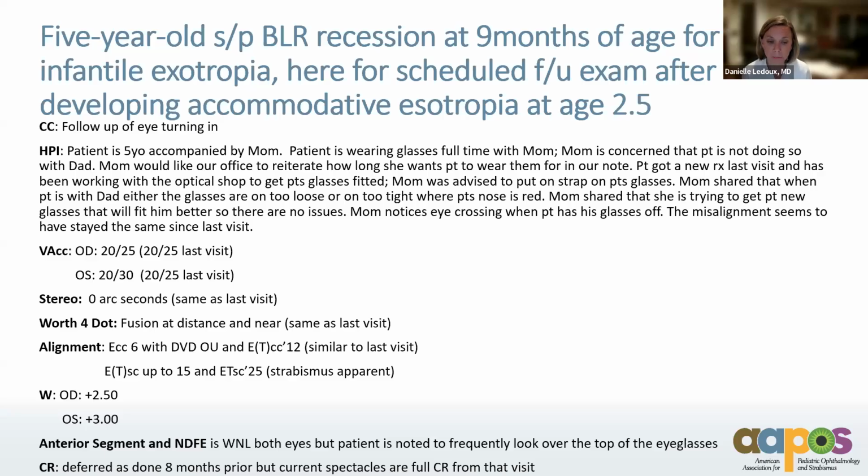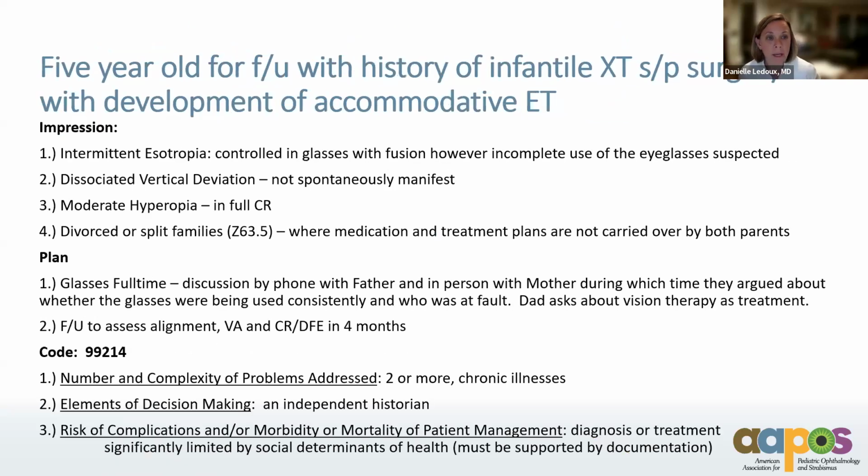So small angle strabismus, non-manifest associated vertical deviations, but when the glasses are off, increased crossing, particularly at near, with apparent strabismus. The current glasses prescription matches the last cycloplegic refraction, which was done about 8 months prior, and the remainder of the exam was within normal limits, although he was noted to be intermittently looking over the tops of the glasses. So you have multiple diagnoses for this child who you have had to operate on in the past.